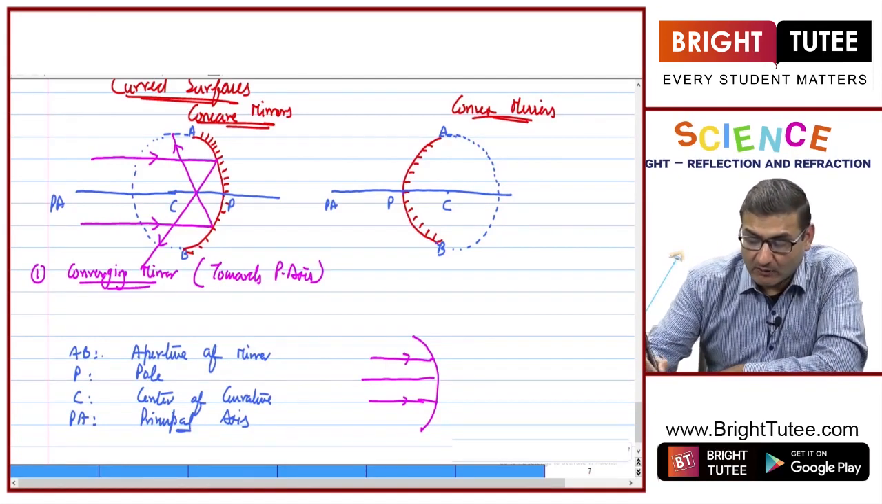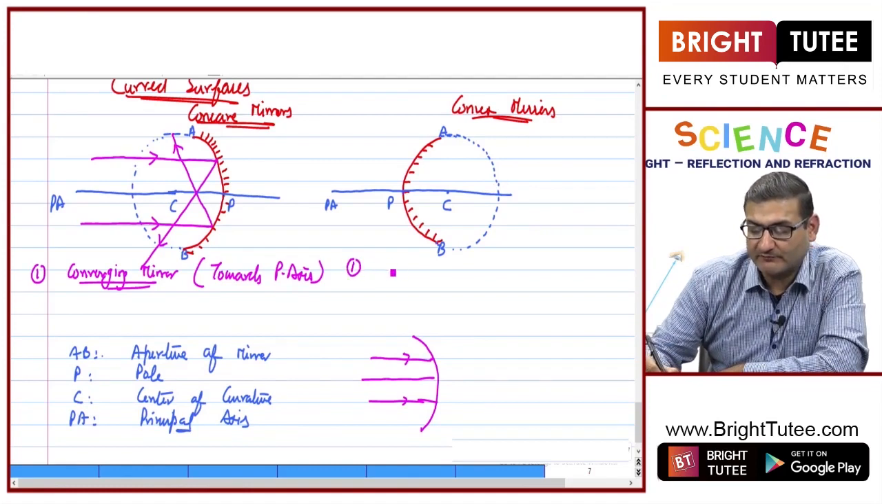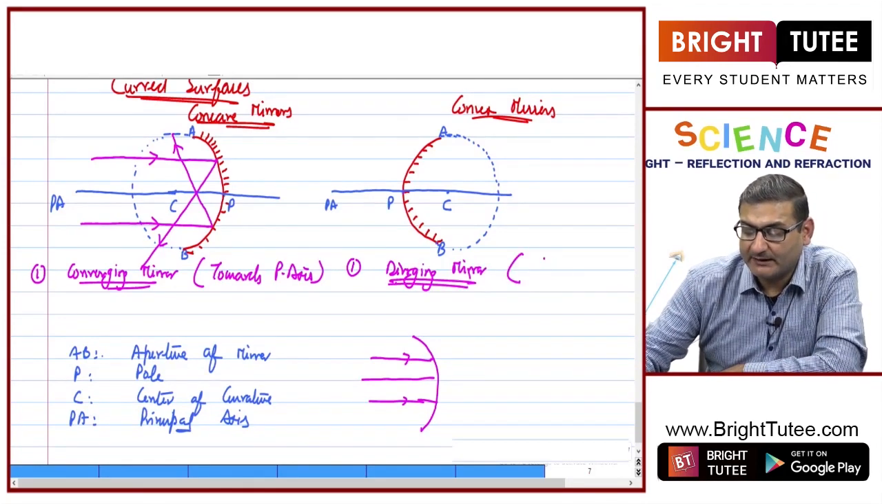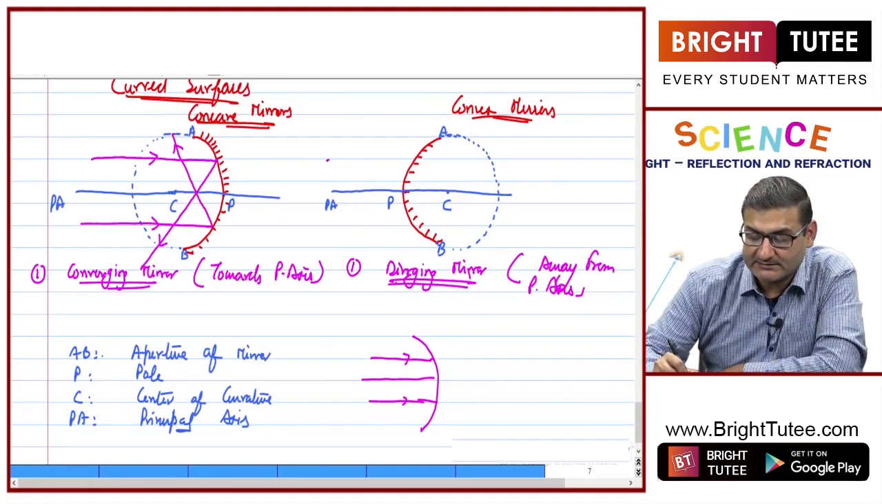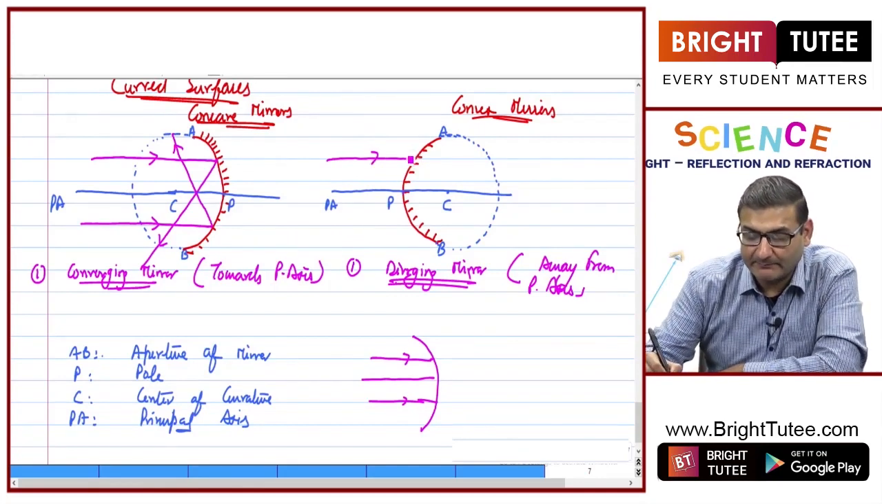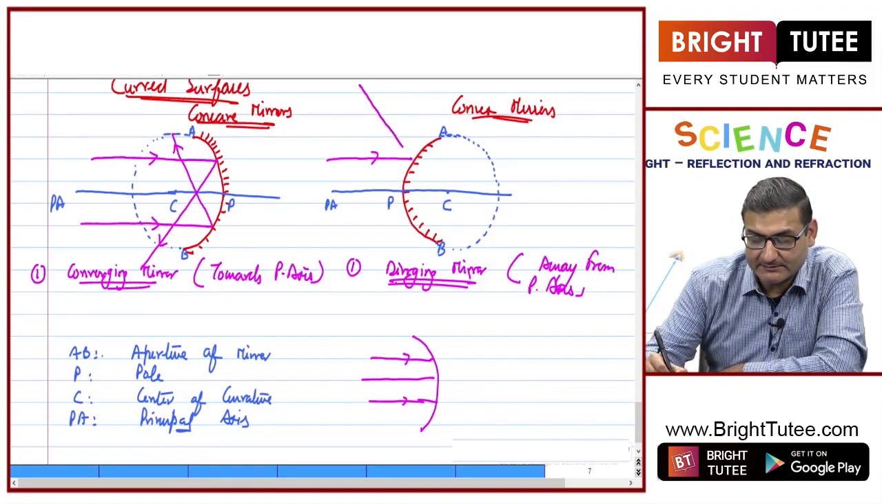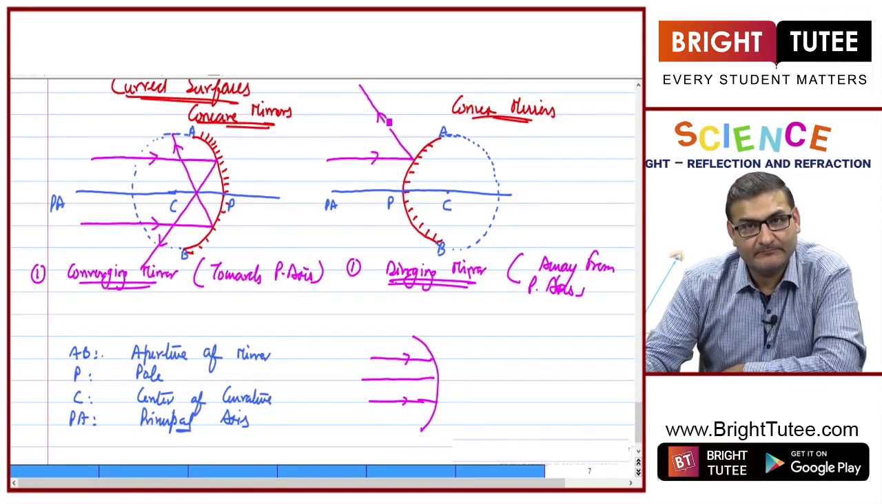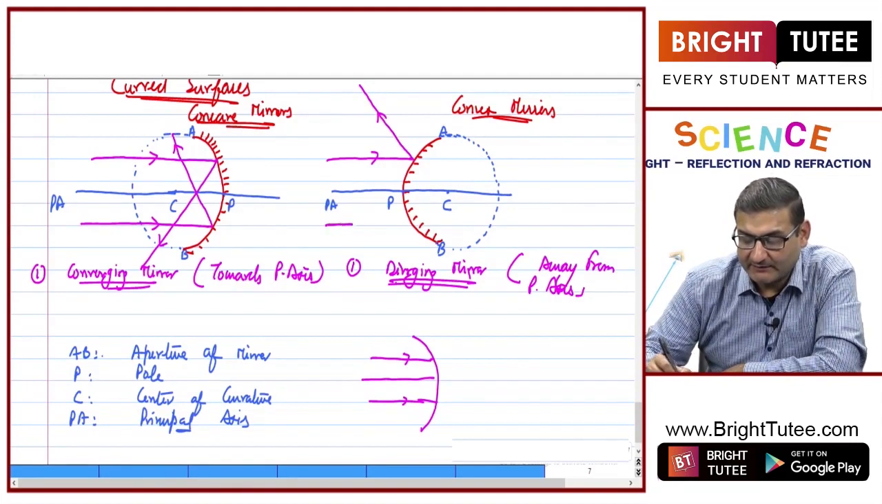Fine. Convex mirror is the opposite of it. We call it a diverging mirror. Divergence means it will bend the light rays away from the principal axis. If the light rays are coming, for example, this is a light ray which is coming parallel to the principal axis, showing the direction. This is the point at which it will strike. It will bend the light ray away from the principal axis like this. Fine. Similarly, if the light ray is coming from here, it will strike this particular surface.